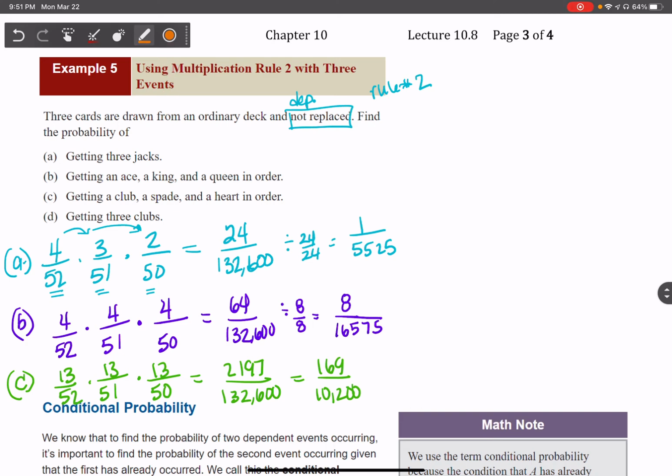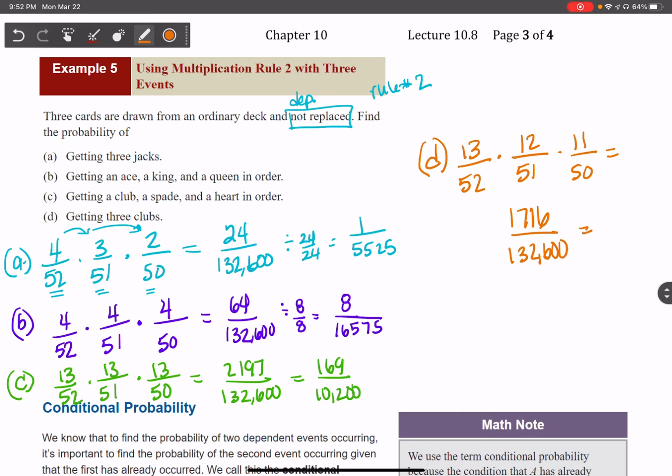All right, my last one. I'm looking to get 3 clubs. Now I'm only looking at clubs. Once again, it's out of 52. I have 13 clubs, but because I'm only looking at clubs, once I pull one, I only have 12 left out of 51. Once I pull another one, I only have 11 left out of 50. I do my math: 13 times 12 times 11 over 52 times 51 times 50. 1716 over 132,600, which reduces down to 11 over 850.